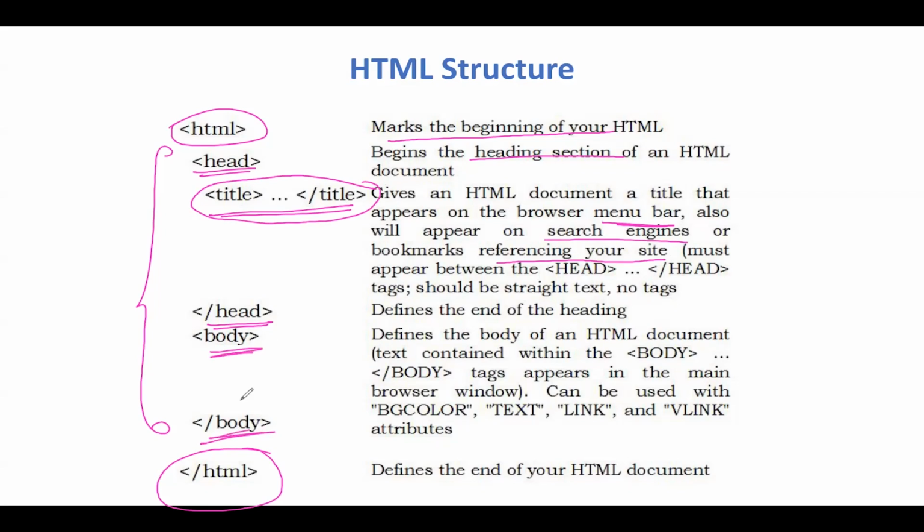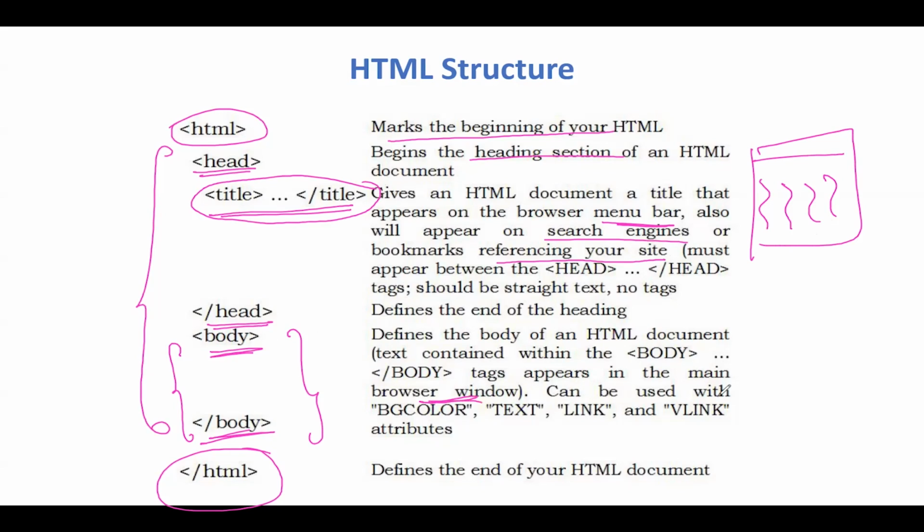Also, we have a body. Here the body starts over here and ends here. This defines the HTML document. Once you have a title of the page, whatever content you want your web page to have will be mentioned within the body. It appears in the main browser window, and can be used with BG color, text, link, and everything. We will see what all of this means.